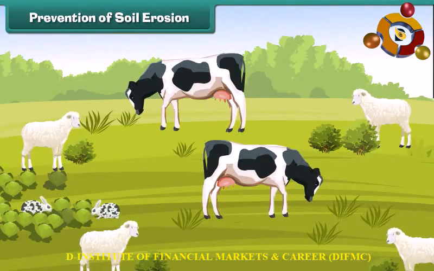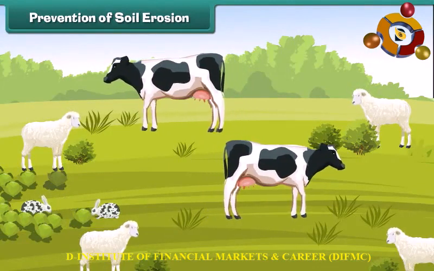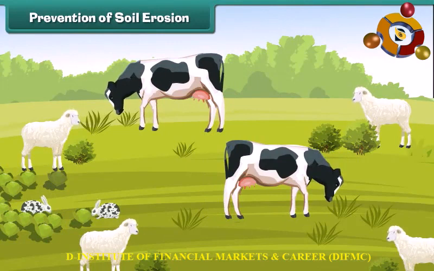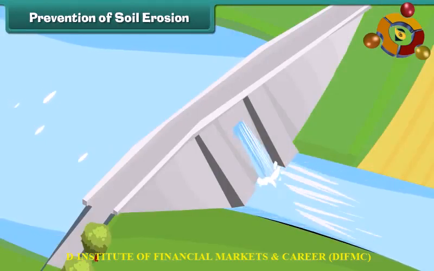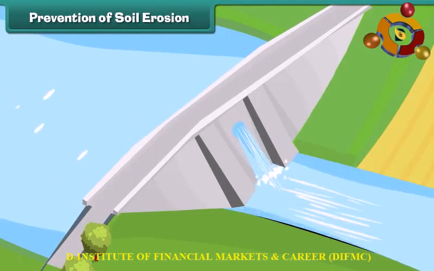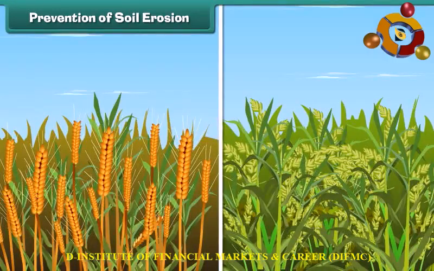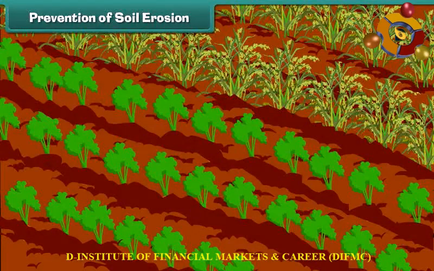Controlling overgrazing of the land by animals also controls the soil erosion. Building dams controls soil loss. Some modern techniques of farming need to be practiced. For example, different types of crops should be grown at different times on the same land. Different types of crops should be grown in alternate rows in the same land. These practices control the loss of soil and increase the fertility of soil.